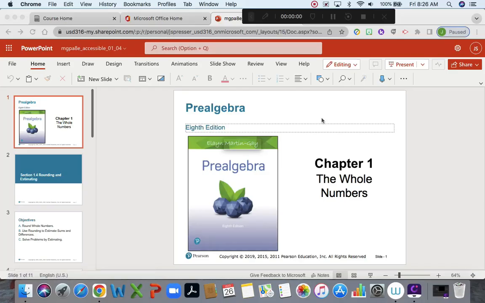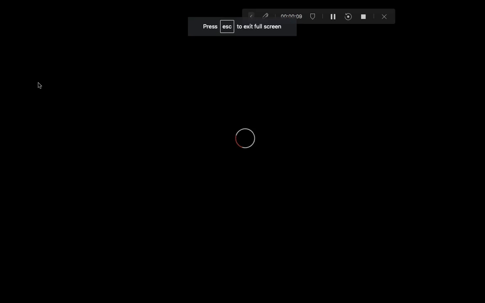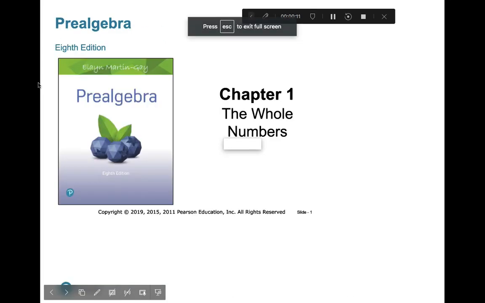So your first vocabulary word on your guided note sheet is rounding. Rounding a whole number means approximating a number. So you should write down approximate.